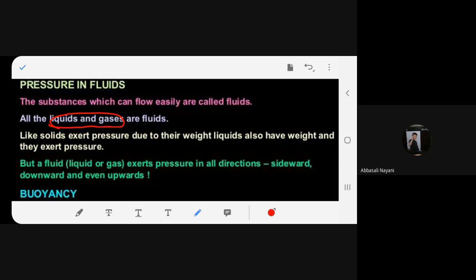Now we know that solids exert pressure. Because if you put a brick on a table, it is exerting pressure on the table. As simple as that. In the same way as a solid exerts pressure because of its weight, liquids also have weight. You can measure milk, oil, can you? Yes. So they have weight, and if they have weight, they can exert pressure. As simple as that.